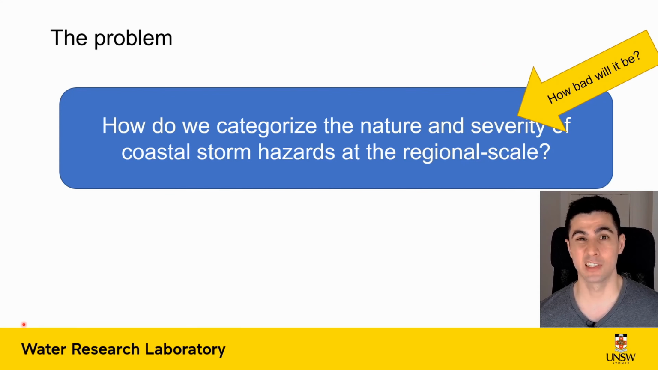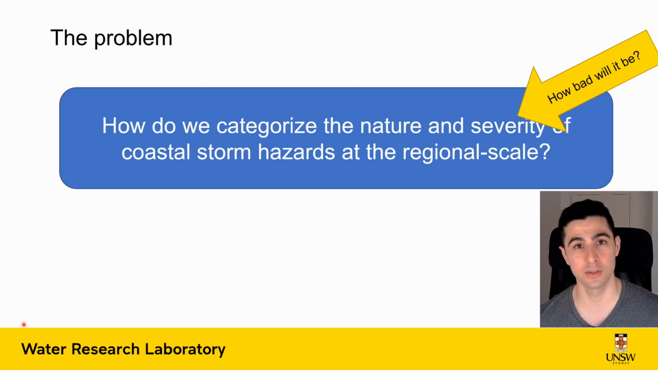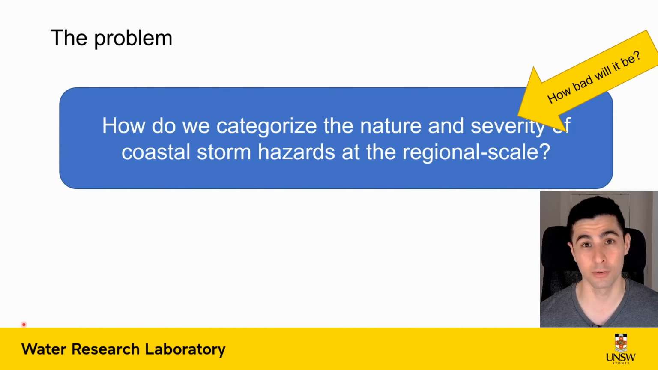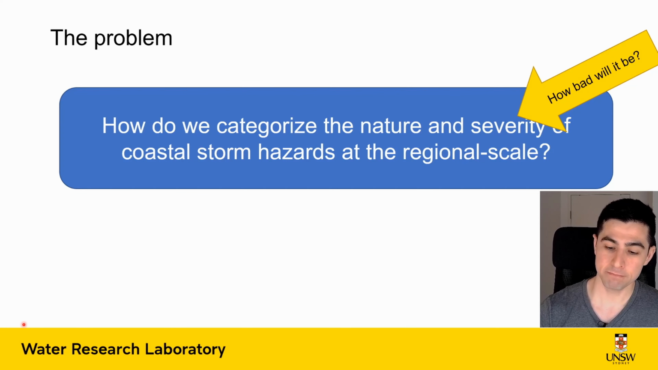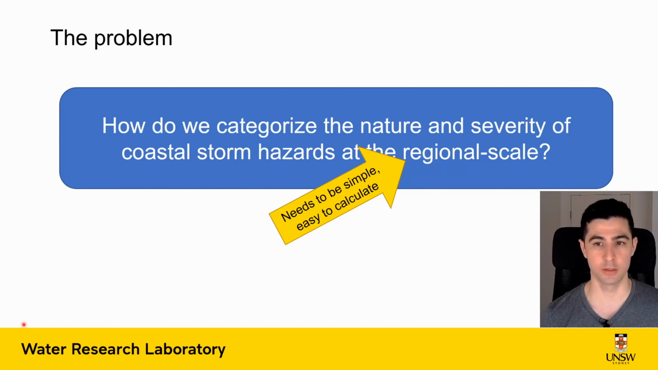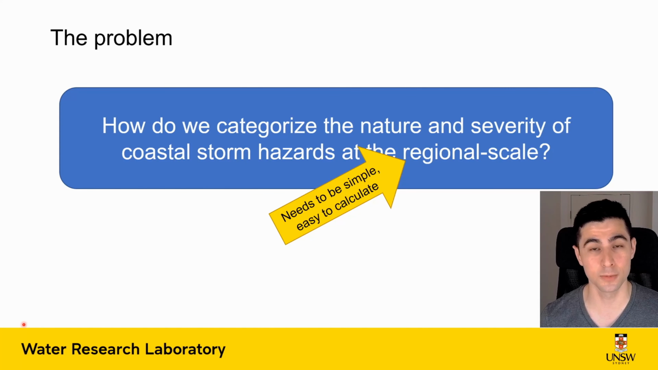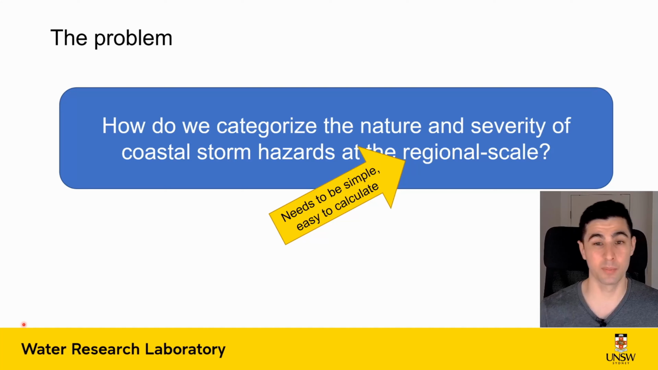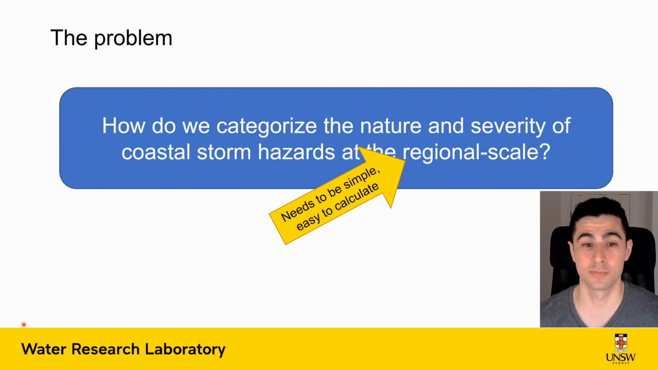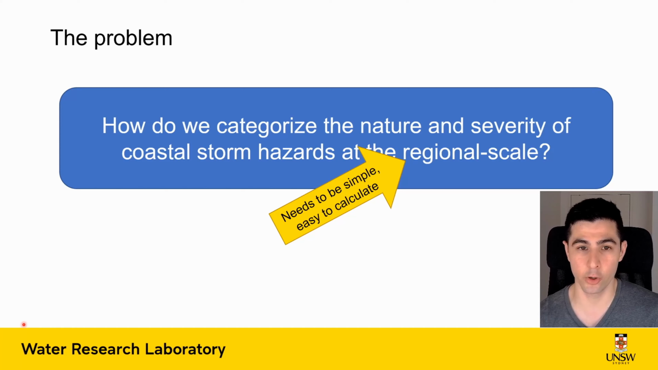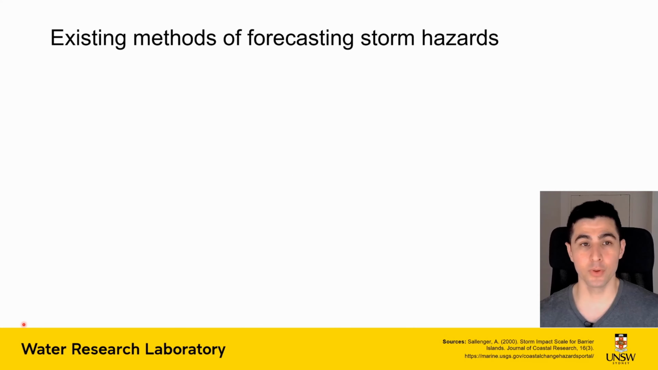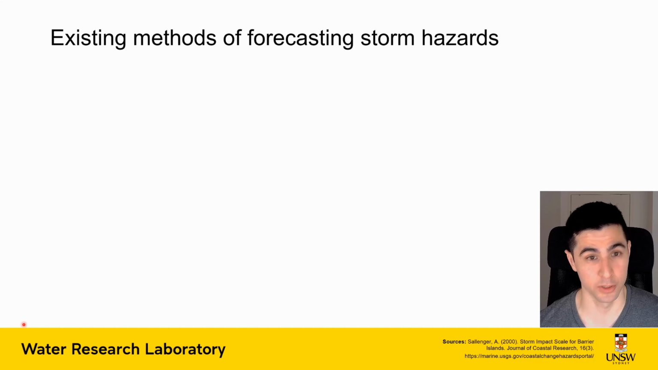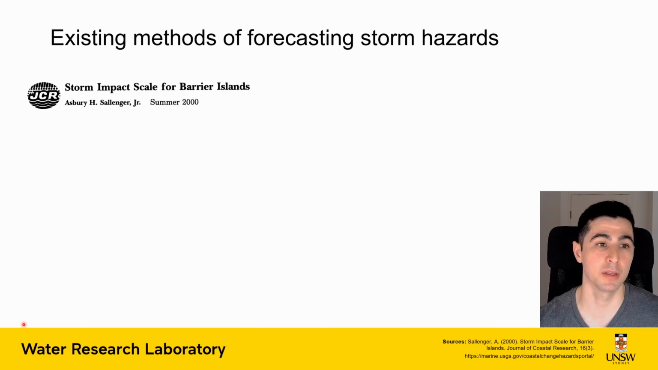The severity, we need to understand how bad is it going to be, how much preparation do we need to do, what's the recovery going to be like, and the other important term in this problem is regional scale. We can't use complicated, computationally expensive methods such as XBeach. We need something that's simple, easy to calculate, and can be applied over thousands of kilometers worth of coastline. So how do we go about doing this? If we look at existing methods of what other people are doing, one approach that comes up is the storm impact scale.